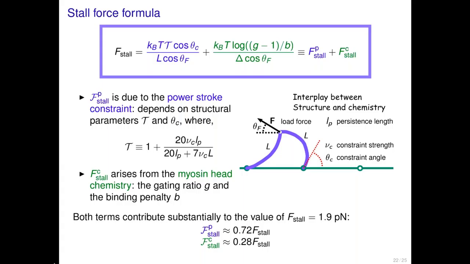The stall force is exactly calculable. It's got this blue part and the green part. The blue part is just the structural part, and the green part is the key mechanochemical cycle effects, like gating ratio, winding penalty, and the recovery stroke.